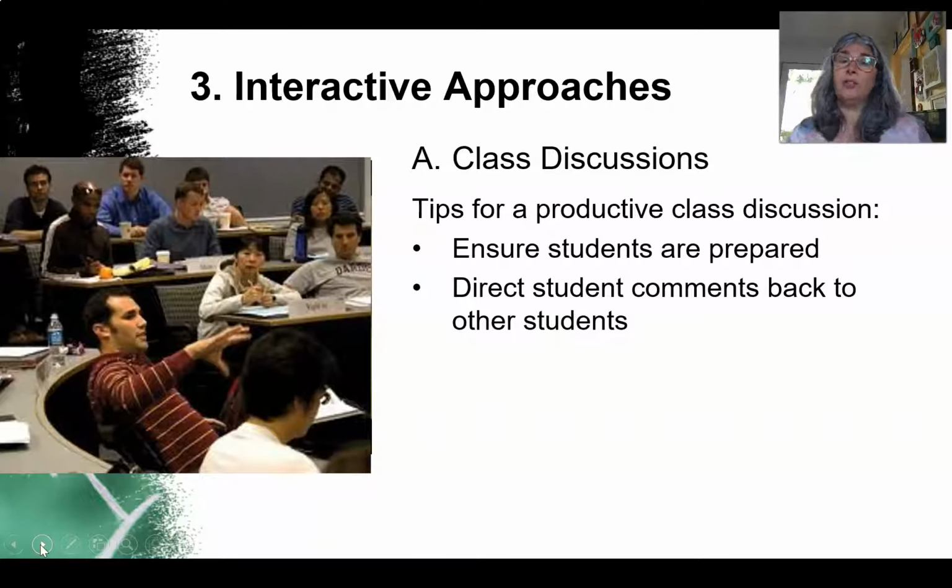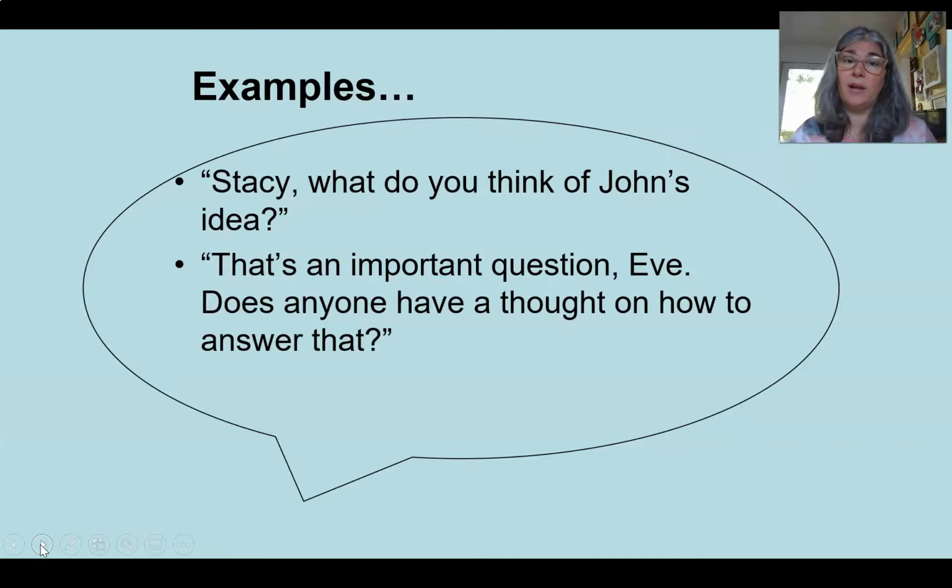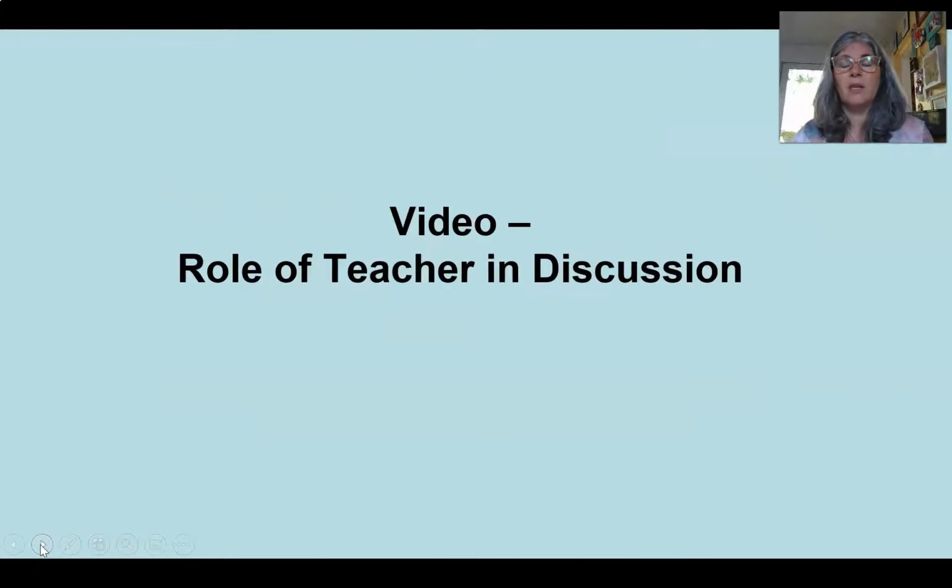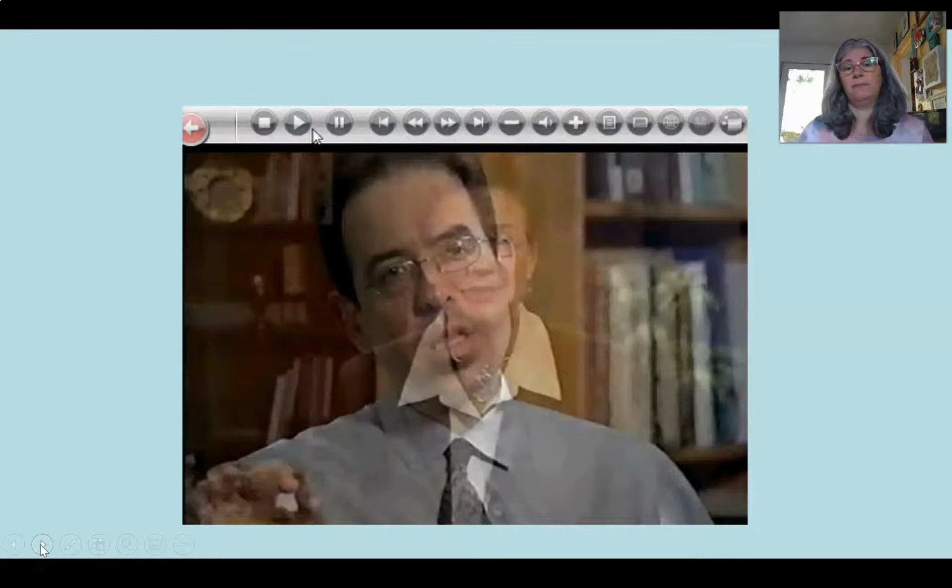You want to make sure that during the discussion, when questions are being addressed to you, that you address them back to other students, that it doesn't just become you talking with individual students. That is not a discussion. They need to be talking with one another as well. So for instance, some things you could say like, Stacy, what do you think of John's idea? Or that's an important question, Eve. Does anyone have a thought on how to answer that? To try to encourage them to talk with one another. Here's a quick video talking about the teacher's role in these discussions.